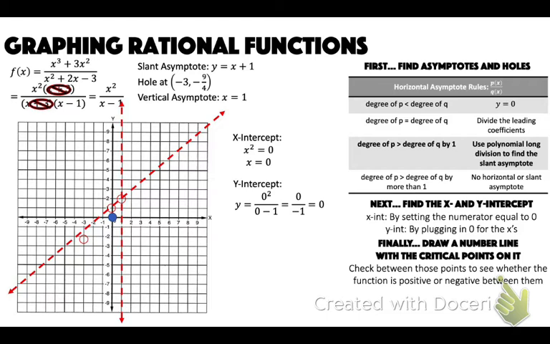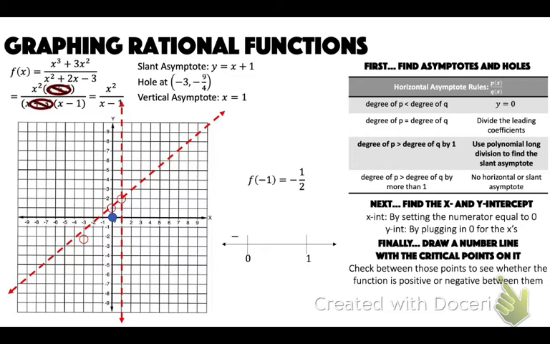We want to look at our critical points. So our only critical points here are 0 and 1. So then if we plug in negative 1, we get a negative. If we plug in between 0 and 1, we'll plug in like 1/2, you get negative 1/2. So those are both negative. And then plug in 2, we get a positive. So our graph looks like that.